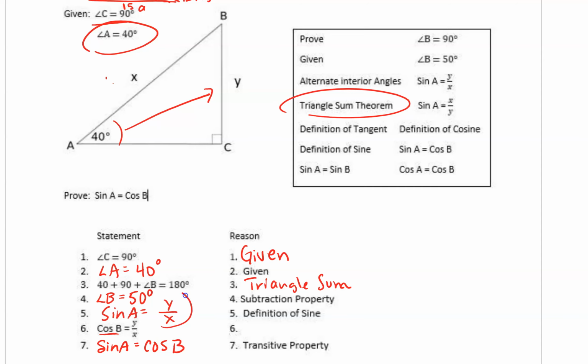So I'm noticing here that each of these equal y over x. So I'm going to use the definition of cosine to find that one. And then you could say substitution, transitive property. If sine of A is y over x and cosine of B is y over x, then they should be equal to each other. And that's how you're formally proving that the sine of A is equal to the cosine of its complement.